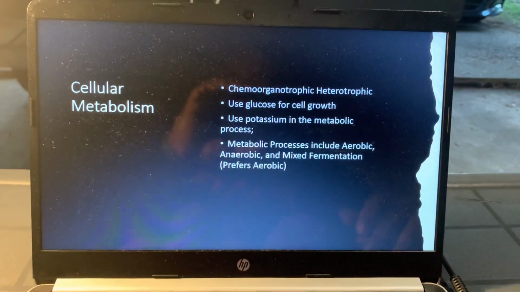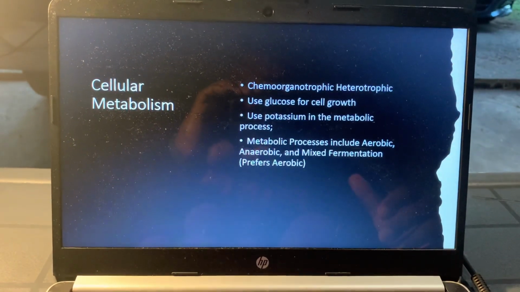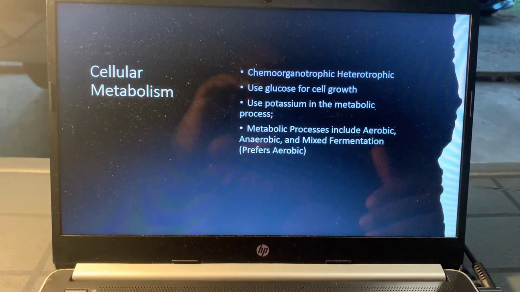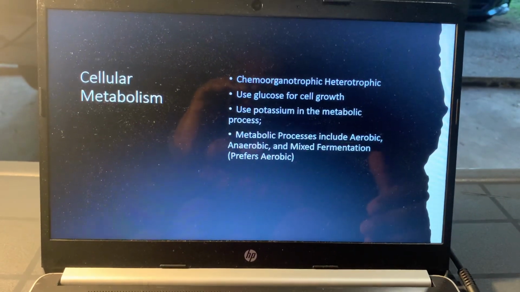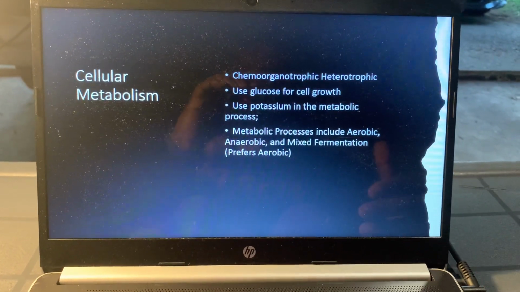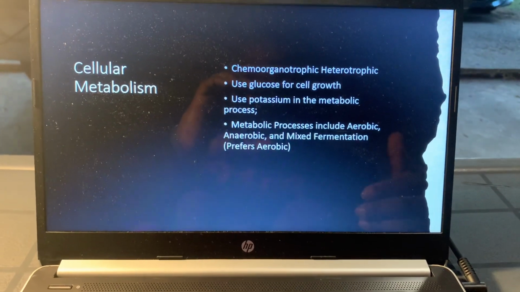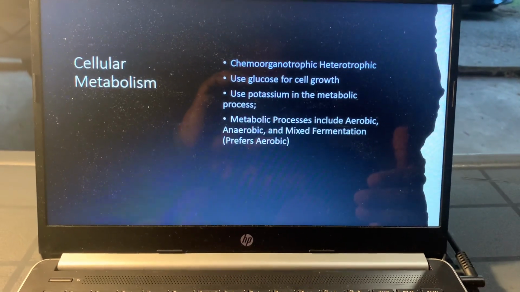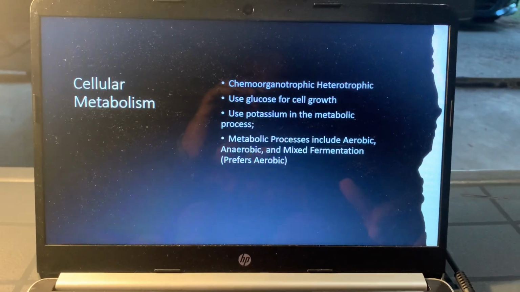Cellular metabolism. Staphylococcus aureus is an organotrophic heterotroph, so it means that it does not make its own food. It has to get its food from another organic source. It uses glucose for cell growth and uses potassium in metabolic processes. The metabolic processes that Staphylococcus aureus can perform are aerobic, anaerobic, and mixed fermentation. But it prefers aerobic, which means it prefers the presence of oxygen.